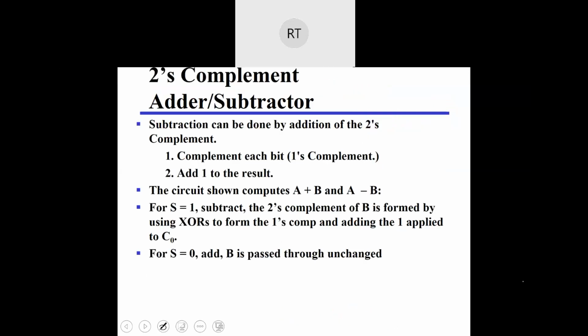So the subtraction can be done by addition of the 2's complement. So it could be A plus B or A minus B. And as we said, if S is equal to 1, then I am doing A plus B bar plus 1. If S is 0, then I am doing A plus B, so B will pass through the XOR unchanged, and always the carry in will be a 0. So these are the two cases in the adder-subtractor.